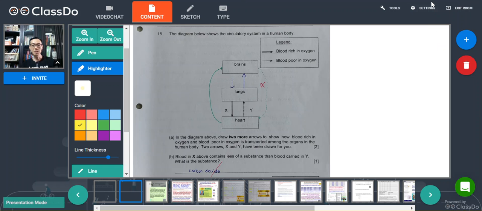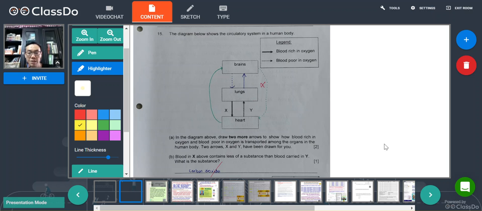I'd like to discuss these questions which appear in a P6 CA1 paper in 2019. As you can see here, stated in this question, the diagram below shows the circulatory system in a human body, and this is the legend, which means the thick line represents blood rich in oxygen and the dotted line blood poor in oxygen. Part A. In the diagram above, draw two more arrows to show how blood rich in oxygen and blood poor in oxygen is transported among the organs in a human body. Two arrows, X and Y, have been drawn for you.